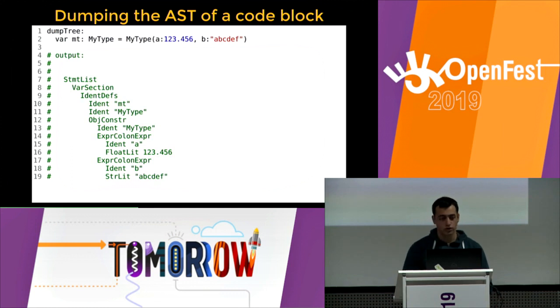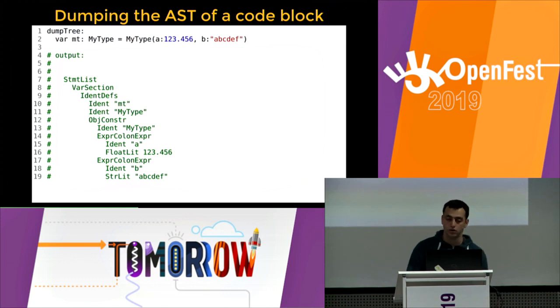We can also do some other cool stuff, like in this case, we can call dump tree on a code block. And in this case, this code block is making a new variable of some type, and it's initialized with some constructor. And the output of this code would be something like this. We have a statement list, which has a single statement, which is the var section. And inside of it, there are a few identifiers, which are the name of the variable and also the type. And then there's an object constructor. So we can inspect the AST which the compiler sees of our program, and we can inspect it so easily.